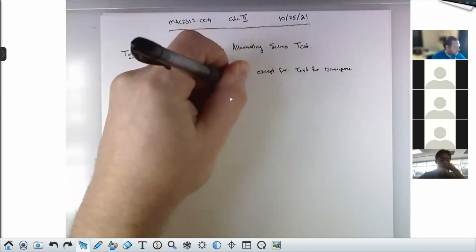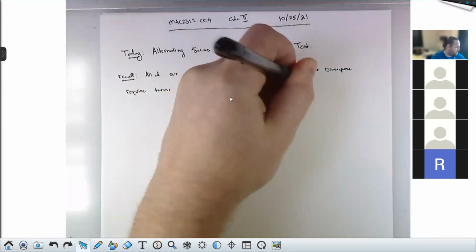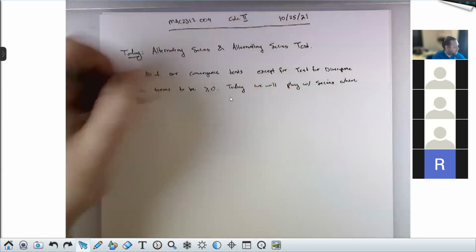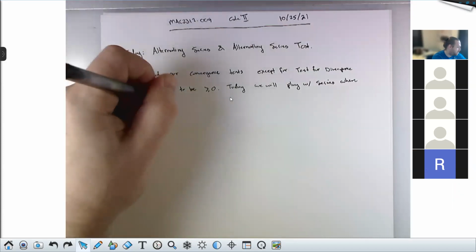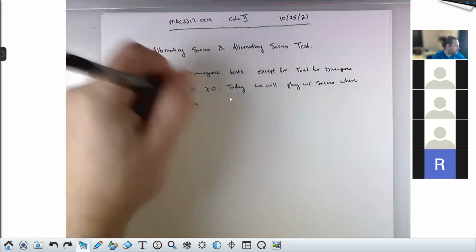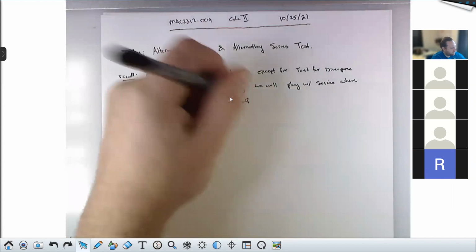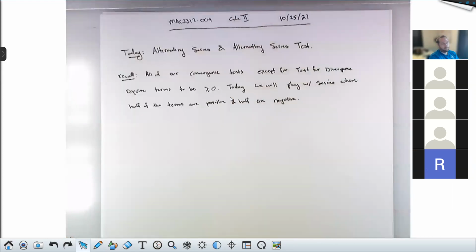Today, we'll play with lots of series where exactly half of the terms are positive and half are negative. And those will be arranged as alternating: one positive, one negative, one positive, one negative, one positive. And that's what we mean by an alternating series.